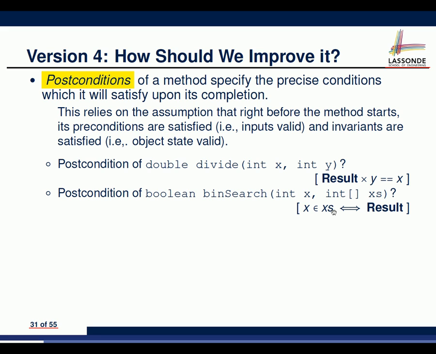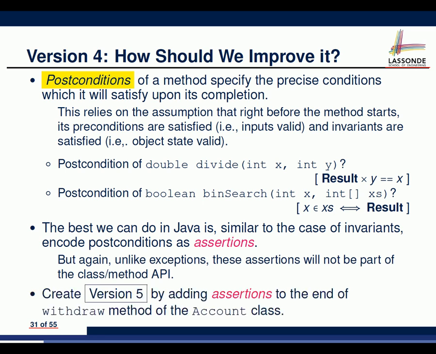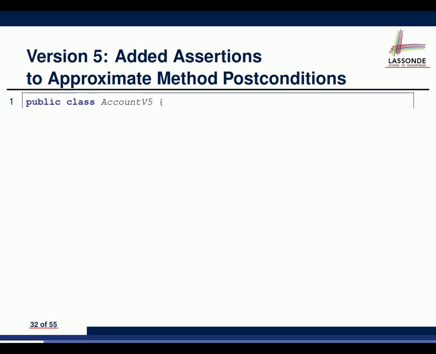Okay, that's easy. So now the best we can do for postcondition, again, is by using assertion. Of course, you can use exception as well if you wish, but we're going to fall into the same drawbacks as we said. Okay, so now version 5, that's the final version.